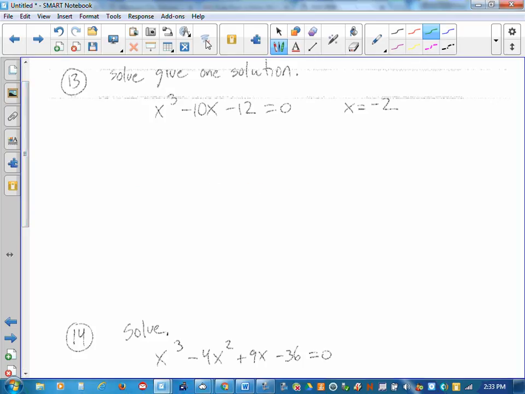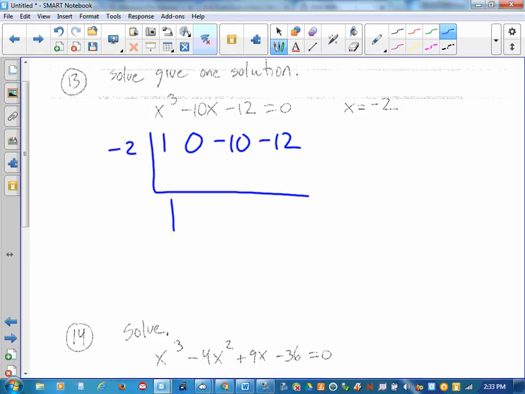And I'm going to go back to the blue pen. So -2, 1. Don't forget the 0 because there's no x squared. -10 and -12. Drop, multiply, add, multiply, add, multiply. Now, that basically reduces it down to a quadratic.